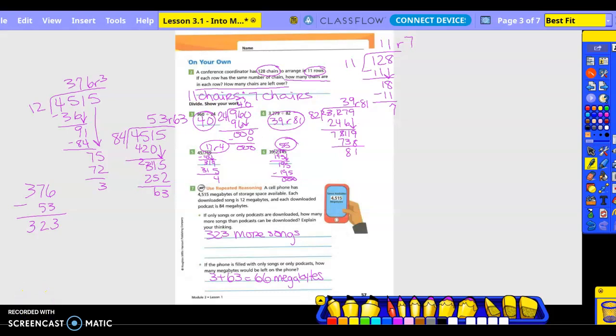So to continue finding our answer, we use our quotient from our division problems, and we took 376 minus 53 and got 323. So there would be 323 more songs left because we subtracted those things. Then on the second part, if the phone is filled with only songs or only podcasts, how many megabytes would be left on the phone? So we took what we had for our remainder in our division problem and added 3 plus 63 to get 66 megabytes.